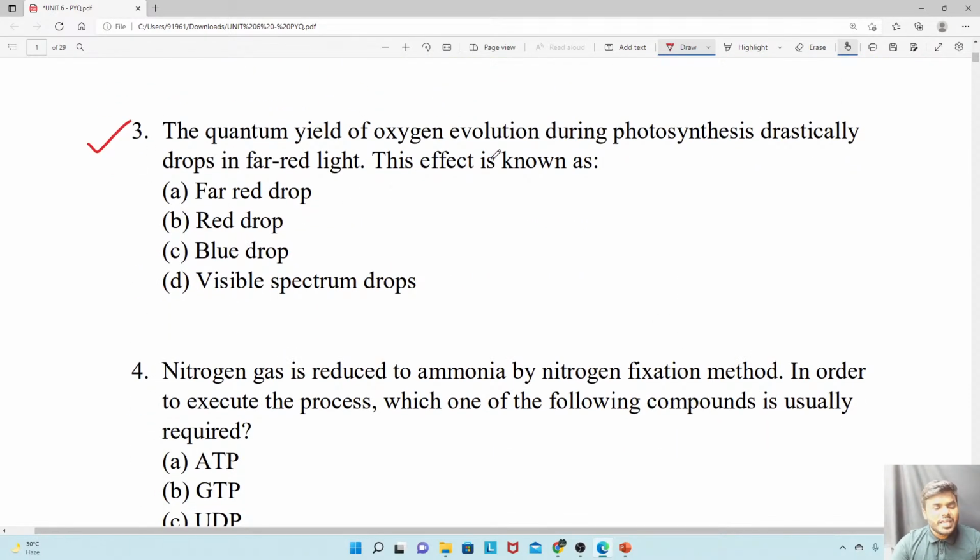Question number 3. The quantum yield of oxygen evolution during photosynthesis drastically drops in far red light. This effect is known as, come on friends, be patient and be active.